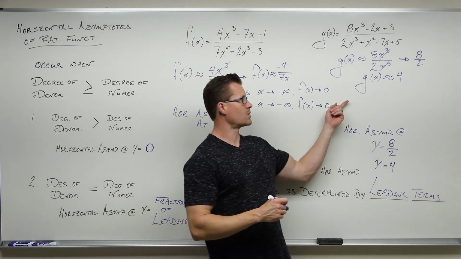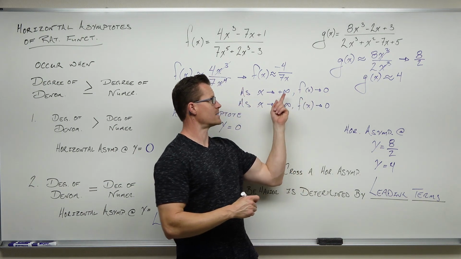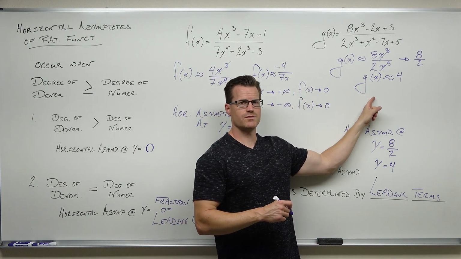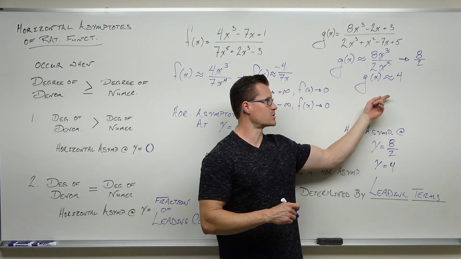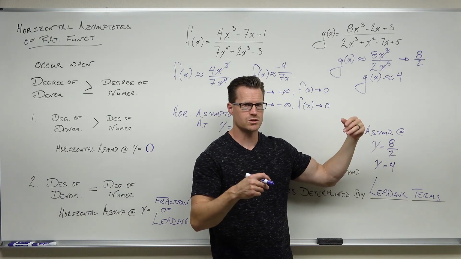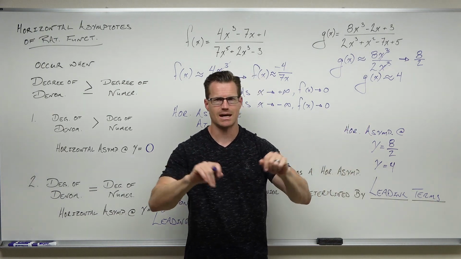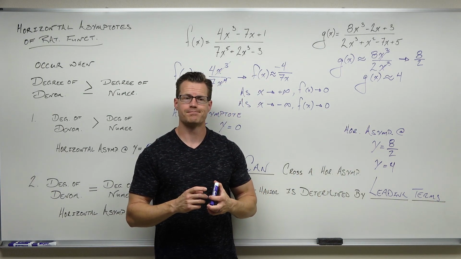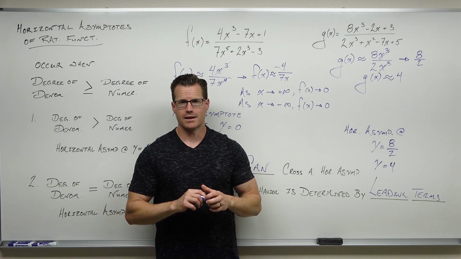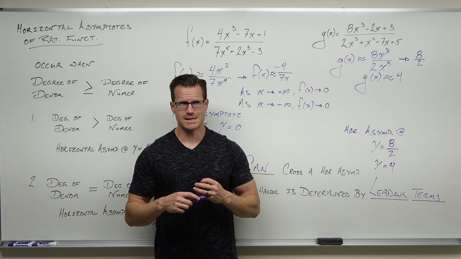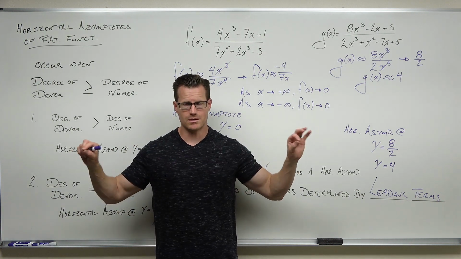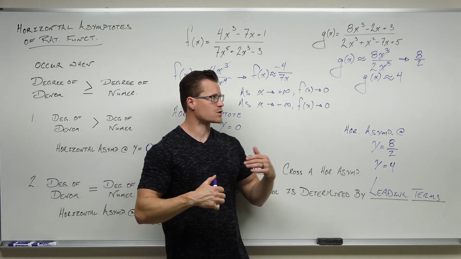So as x approaches positive infinity, if you want to write this, as x approaches positive infinity, g of x approaches 4. As x approaches negative infinity, g of x still approaches 4. It is a constant. It can't change. That's why we have just that horizontal asymptote at 4, because it can't change. It's going to be there. The function is going to approach that. So I want you to get that.